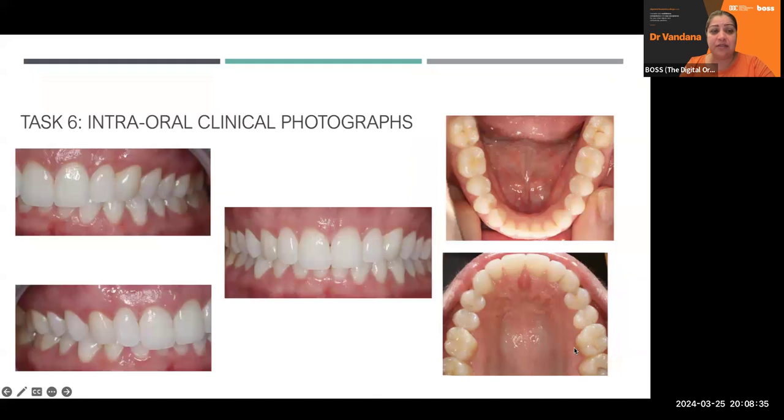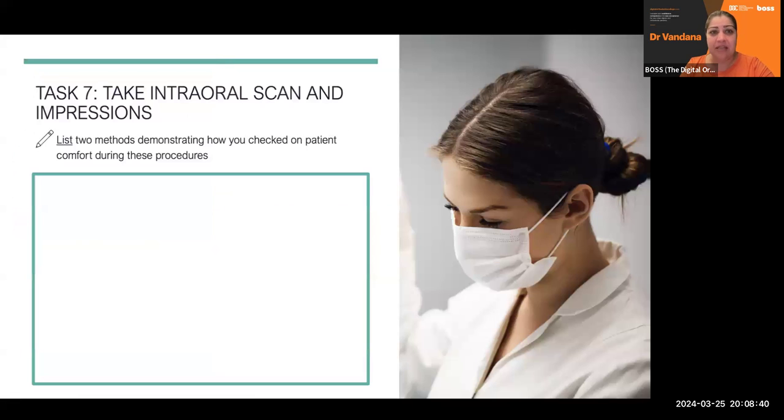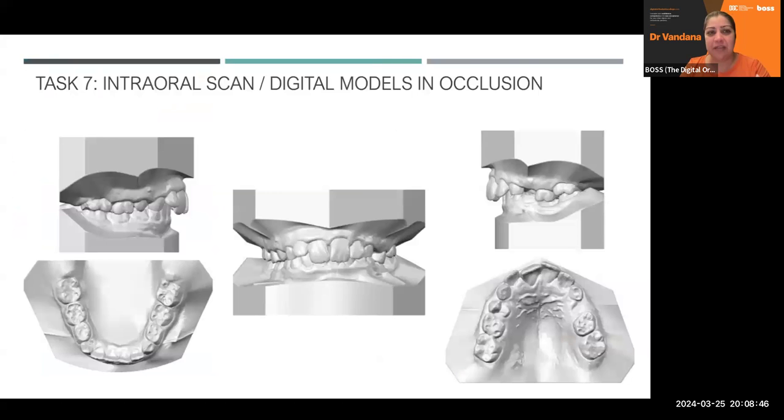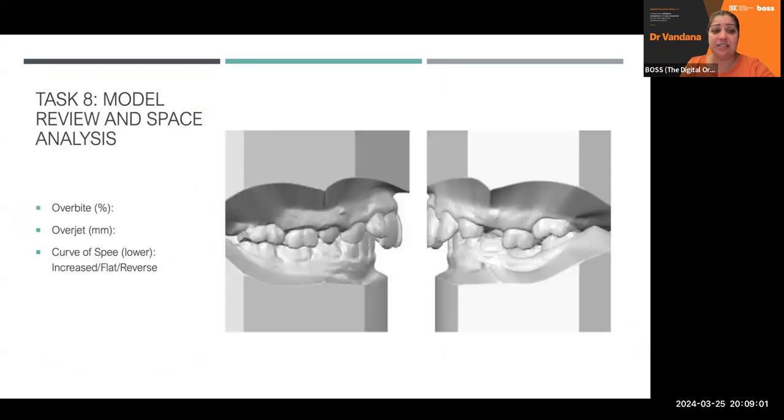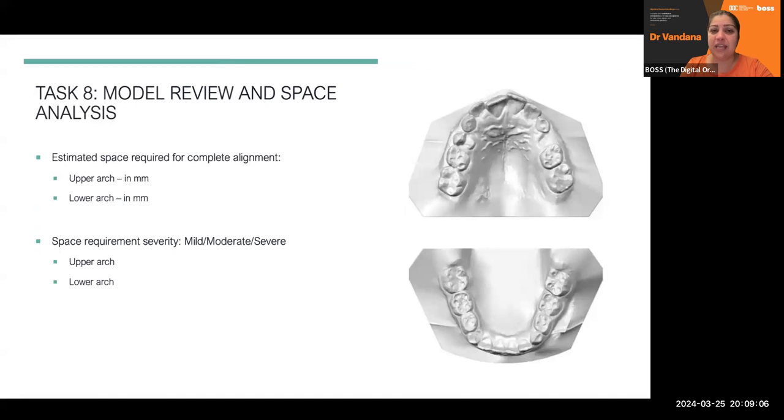Now we've got the task 6 where you're going to paste these photographs again. Task 7, you're just going to talk really two ways of, what did you do? How did you keep the patient comfortable? Then, for the scan models that you took, you can take photos. We don't need study models, but just photos of digital models in occlusion. So from your aligner software too, you can take screenshots because models are often different to photographs. So we want them as well.